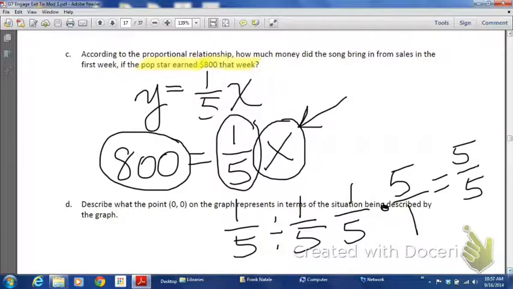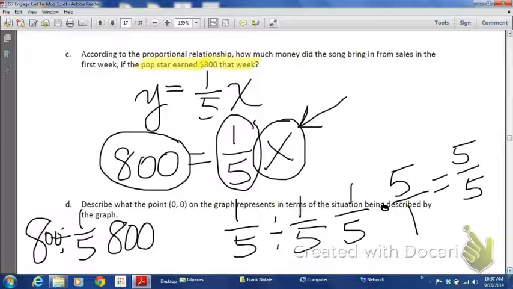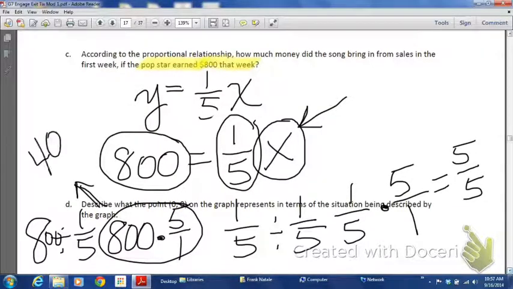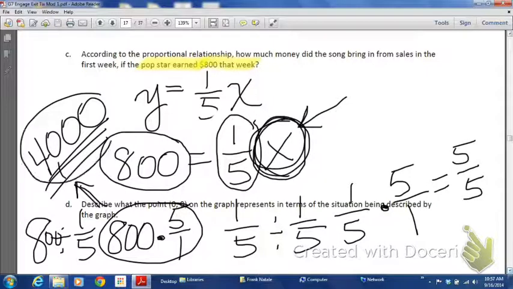Okay, and now over here I have to do the exact same thing. So if I do 800 divided by 1/5, what I'm actually doing is 800 times 5/1, which is 800 times 5, which equals 4,000. Okay, so 4,000 equals x, or x equals 4,000.